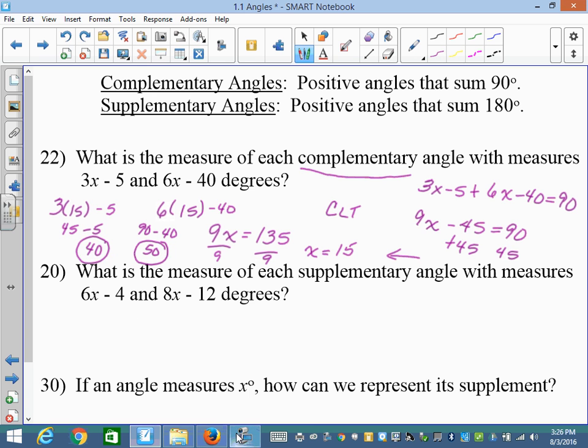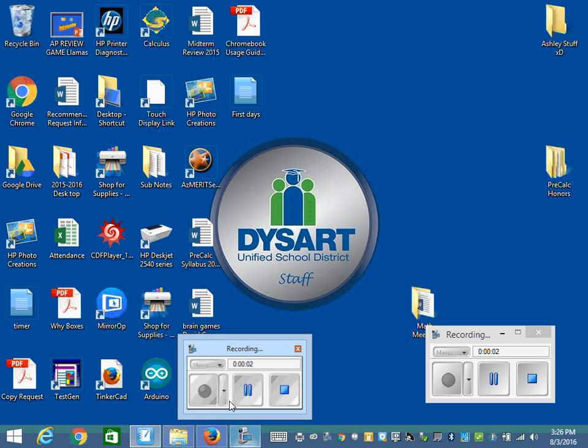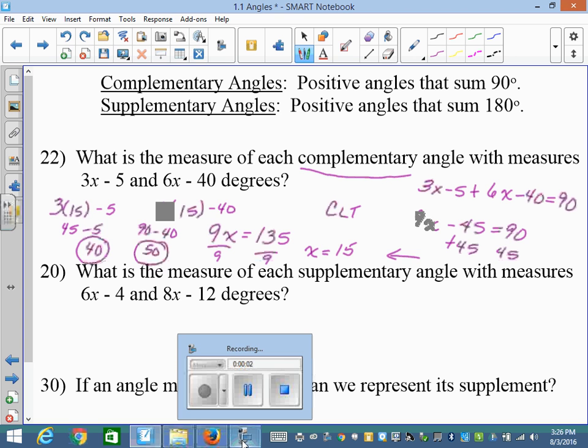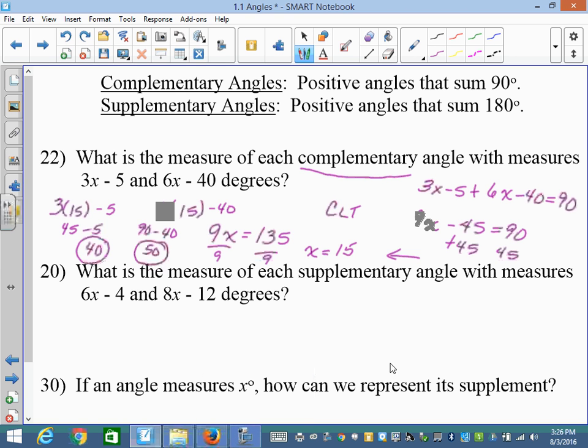So what I would like you to do now is pause your paper or your notes for a second. Try problem number 20, see how it works out for you.